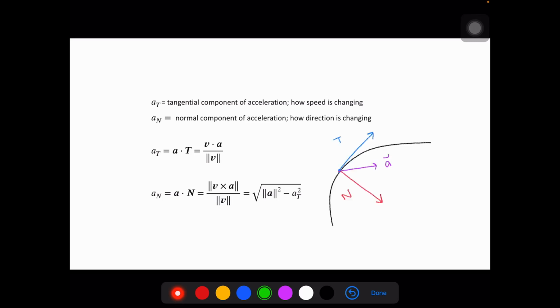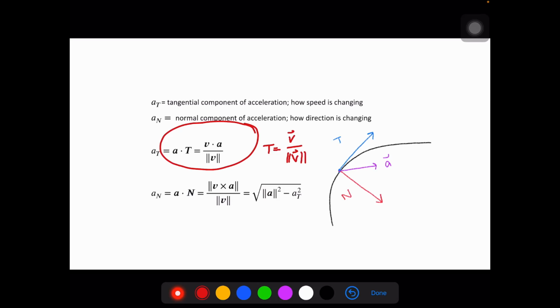And so a sub t, our tangential component of acceleration, is defined to be the dot product of our acceleration vector with our unit tangent vector. And perhaps an easier way to compute that would be taking the dot product of velocity and acceleration divided by the magnitude of velocity. These two formulas that I just circled are identical because our tangent vector is the same thing as our velocity vector divided by the magnitude of the velocity vector.